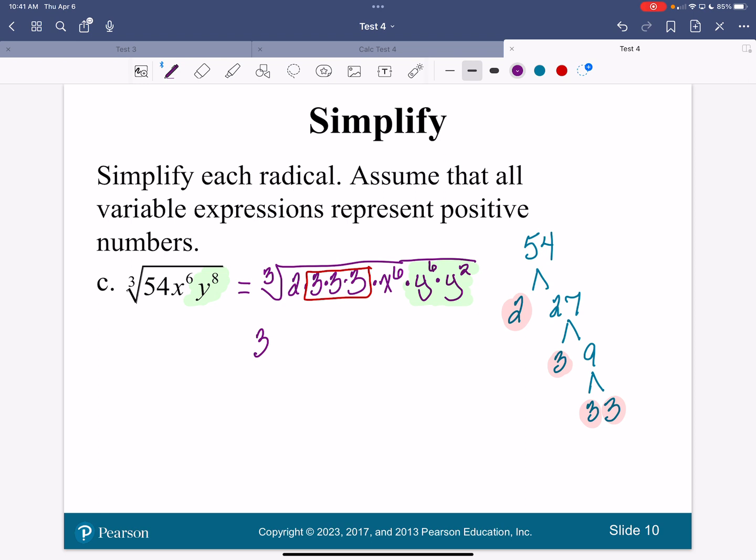Okay. What is the cubed root of x to the 6th? Not x to the 3rd, because I've got to do 6 divided by 3. X squared. Good. It's going to be x squared. Okay. What about y to the 6th? Y squared. Okay. So I've taken the cubed root of this, and I've taken the cubed root of this. What am I left with on the inside?